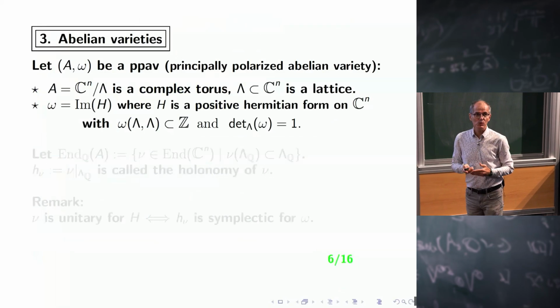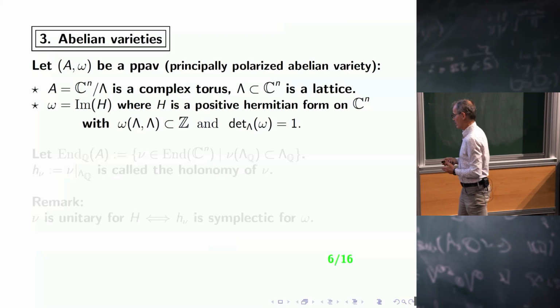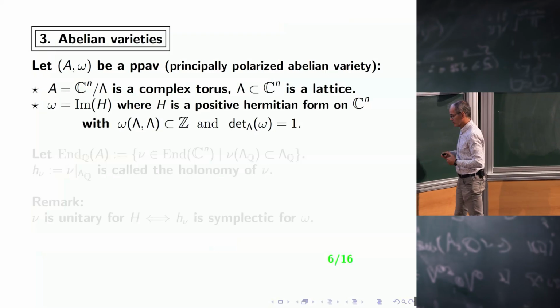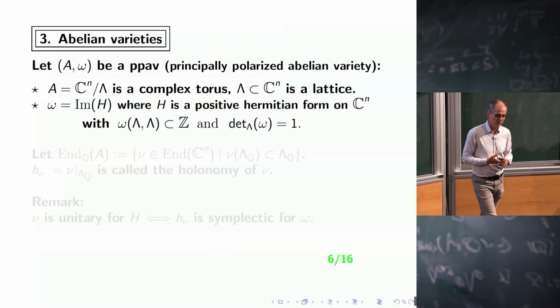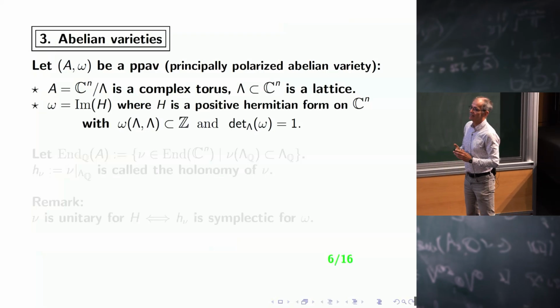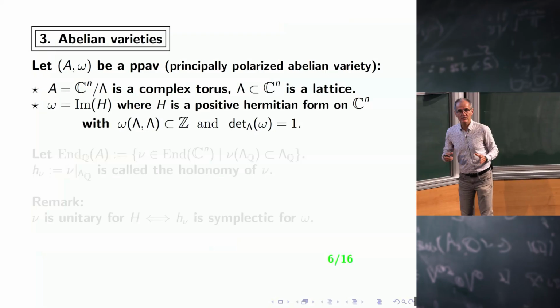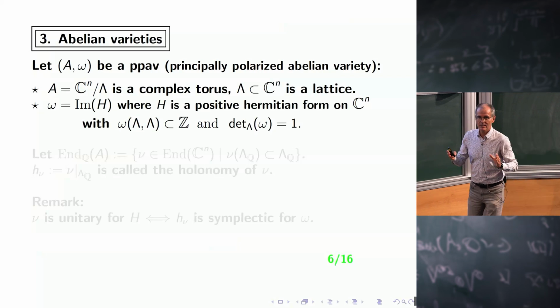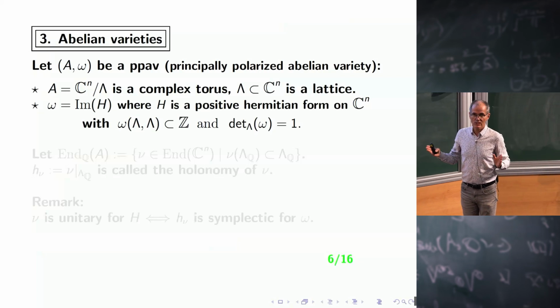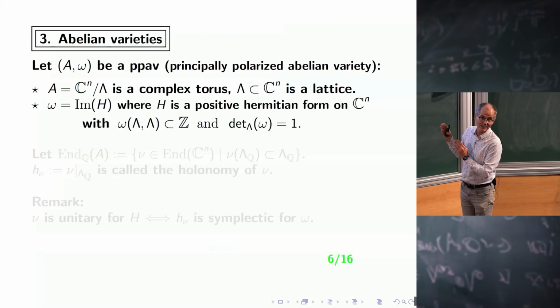I need to explain what the general construction of critical values using Abelian varieties is. I know in the previous talks you did not even define variation of mixed Hodge structure, but here I will define Abelian variety.